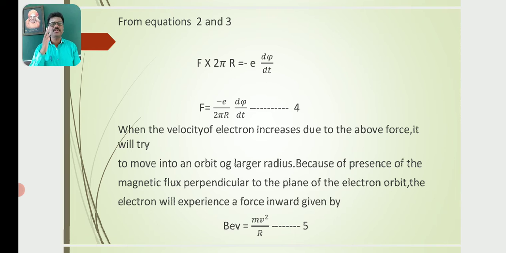From equations 2 and 3, we get F into 2πr is equal to minus e into dΦ by dt. Further, this can be written as F is equal to minus e by 2πr dΦ by dt. Let this be equation number 4. When the velocity of the electron increases due to the above force, it will try to move into an orbit of larger radius.